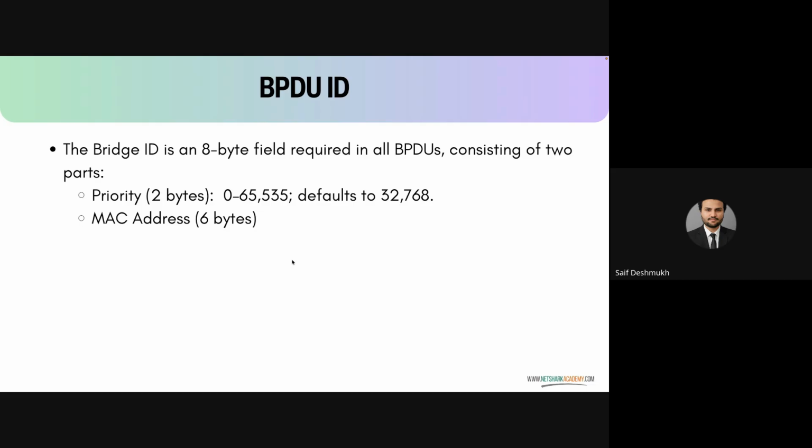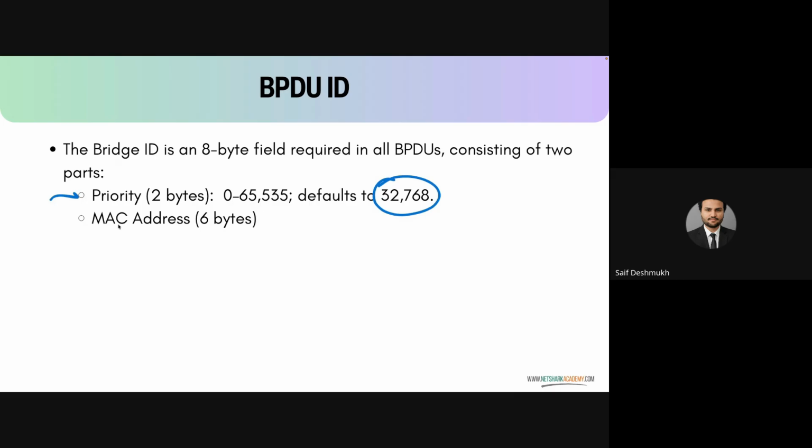In the BPDU, you will see the bridge IDs are advertised. The bridge ID is an 8-byte field, which is going to consist of two things. The priority, again, is a number that can be from 0 all the way to 65,000, but by default is 32,768. And secondly, a MAC address.